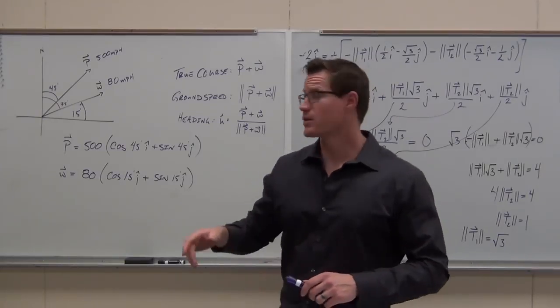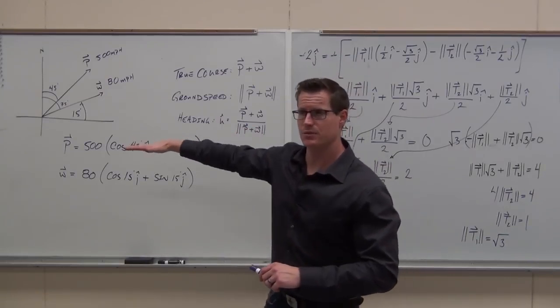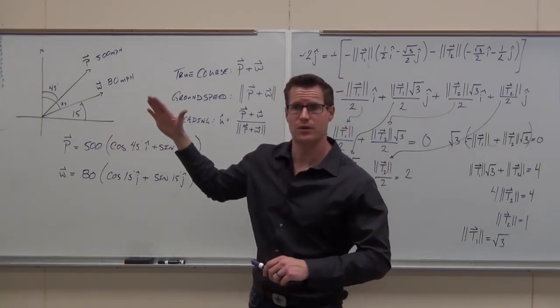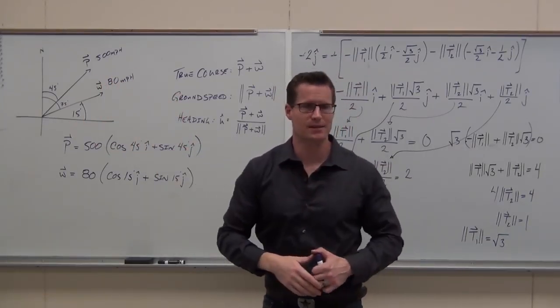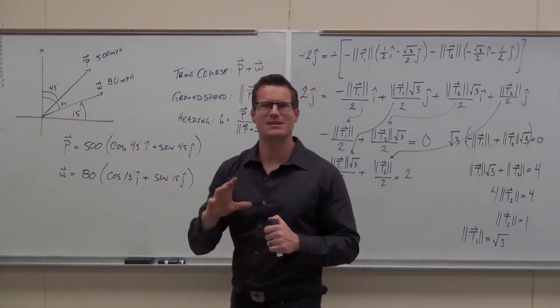This, by the way, would be the heading from the east. So it would be the heading from this way, not from the north. From the north, you'd have to take 90 minus it. That's the whole shebang. Did I make it make sense for you?